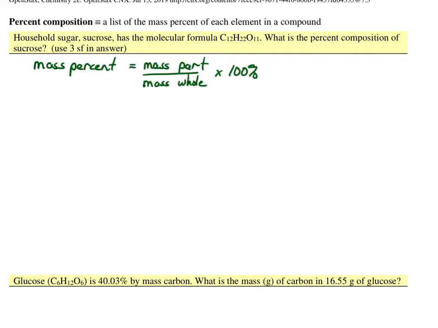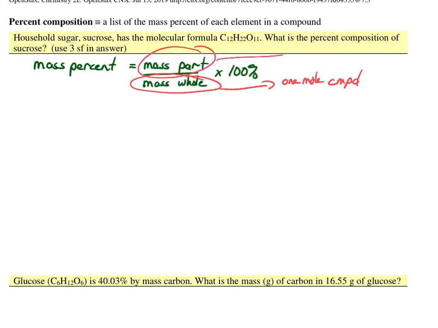We're going to be calculating the mass percent of different elements within a compound, and the mass percent is, as always, the part over the whole times 100%. Now, to make things easy for ourselves, we're going to take the whole to be 1 mole of the compound.